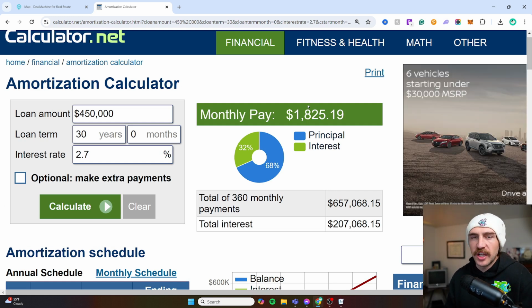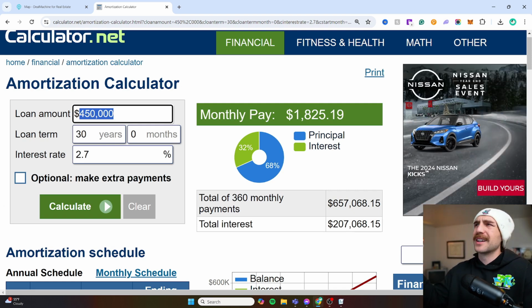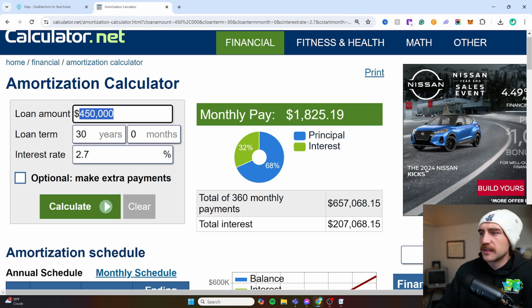You see how the numbers change a little bit? So you're going to want to go with the original loan balance. Now, is that perfect? No, because you pay off interest early and so on and so forth. But this will at least tell you what the monthly payments are.